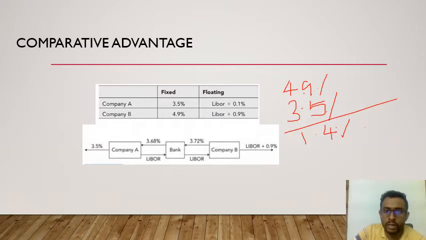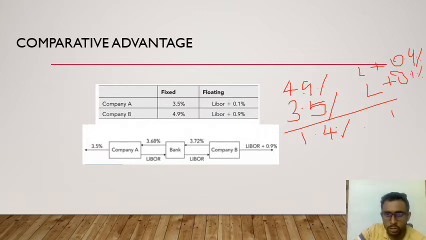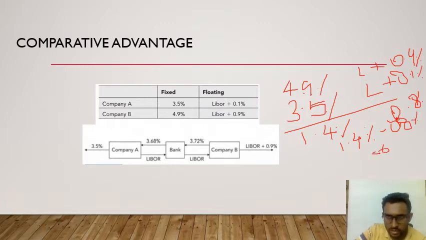And in the floating market, LIBOR plus 0.9% for B, and LIBOR plus 0.1% for A. So the difference is 0.8%. So the total profit that we can make is 1.4% minus 0.8%, which is 0.6%, which is 60 basis points.